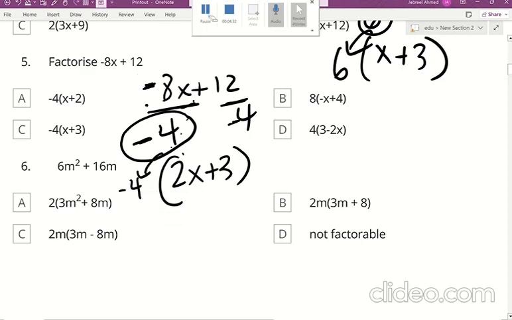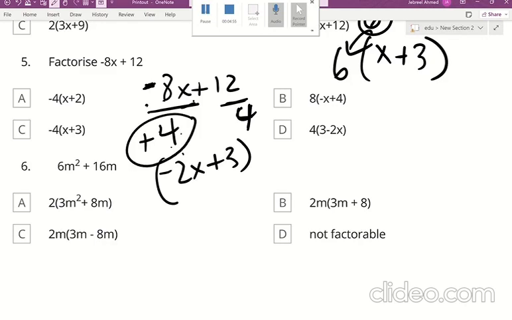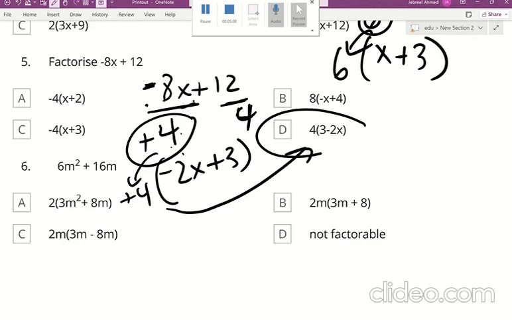Okay, so with this question, they didn't factor out the negative. So let me do this again. So negative 8x divided by 4 is going to give me negative 2x, right? And negative divided by a positive is negative. 12 divided by 4 is 3. I'm going to put the plus 4 over here, and this is the same as this over here. I don't like this question. It really should be negative 4 and 2x minus 3.